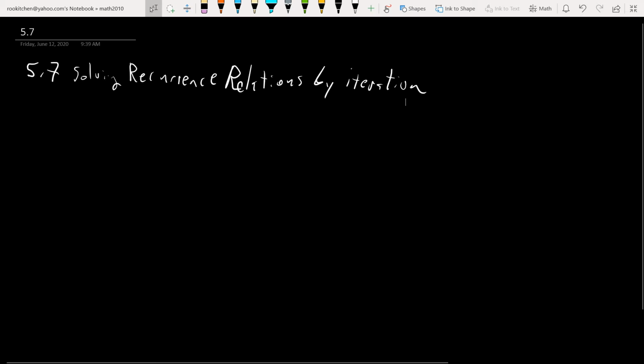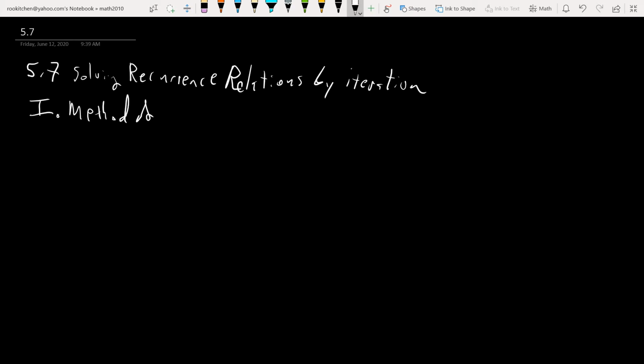This method is cool. It's like you're looking for a pattern, right? They'll give you a relation, and then you just populate it with a bunch of terms from the sequence, and then you look for a pattern, and then you guess the pattern, and then you prove the pattern works by induction. So this is called the method of iteration. And we get another method in the next section, which is kind of more of a differential equations type. If you've taken that class, if not, it's okay. It's not a hard method.